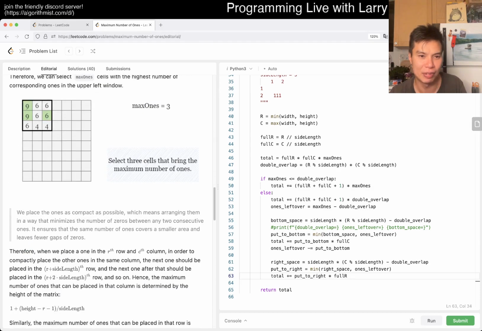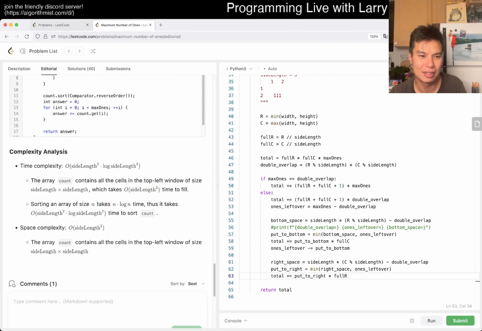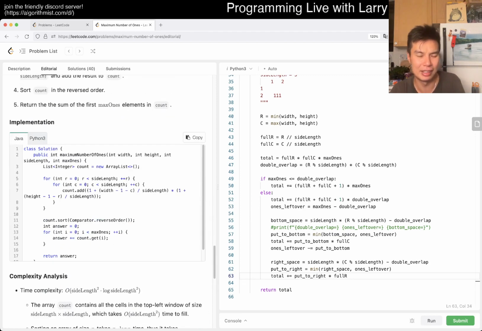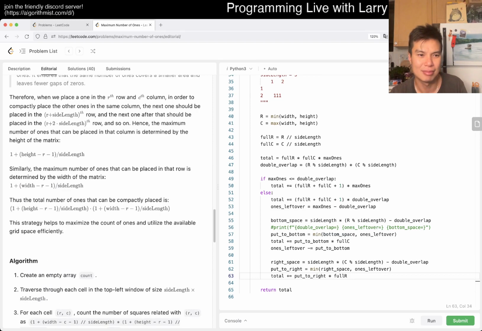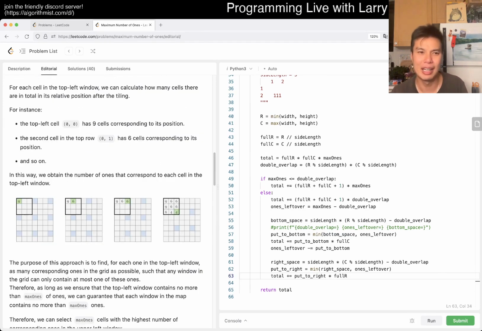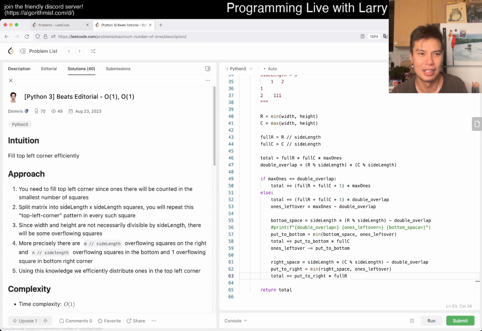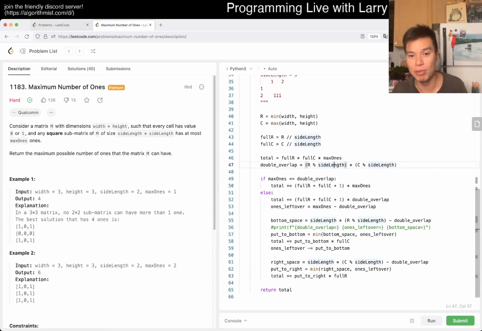Basically the same idea I have so far. Oh yeah, and then they did it this way. That's why it was much easier, because they simulated it. But yeah, I did it with O of 1, so I don't know. This is probably the same as this person. So yeah, O of 1 time, O of 1 space.